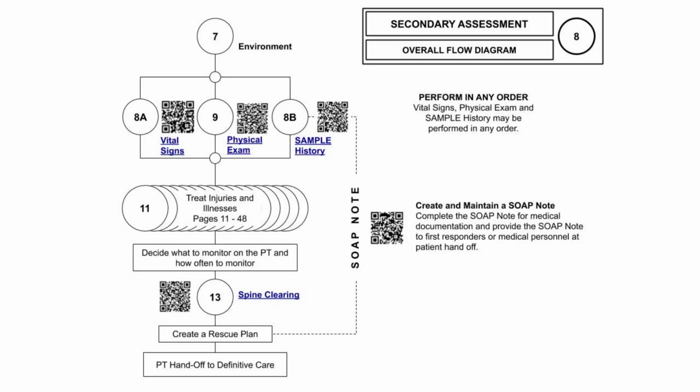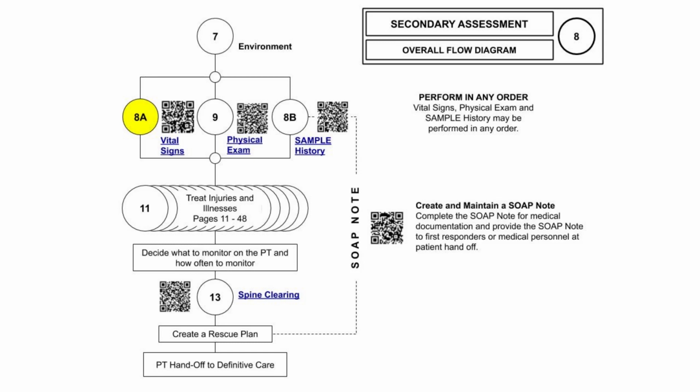In this presentation, we'll delve into the objectives and components of the secondary patient assessment. This thorough examination is crucial for identifying any conditions that the primary assessment may have missed. Our goals are to record vital signs, collect a detailed patient history using the SAMPLE acronym, perform an exhaustive physical examination, and document our subjective and objective findings on a SOAP note.